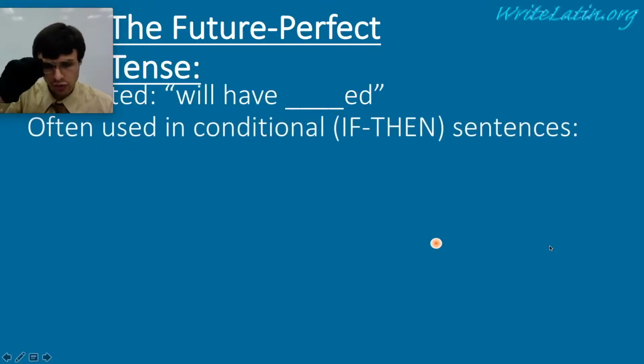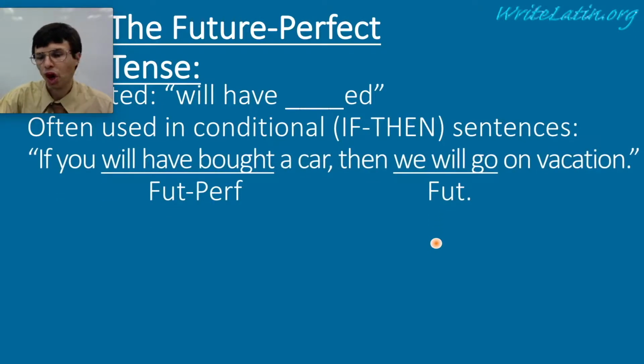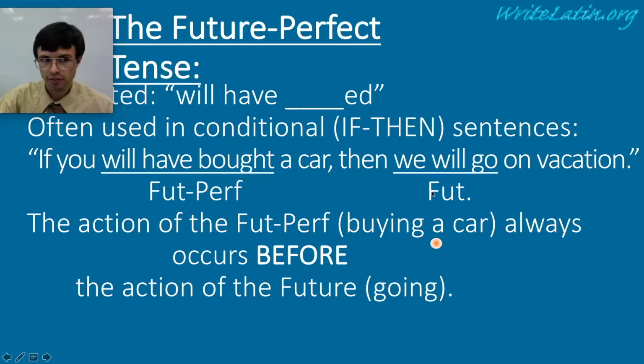It is often used in conditional if-then sentences. If you will have bought a car, then we will go on vacation. The if part is the future perfect, and the then part is the future. The action of the future perfect, buying a car, always occurs before the action of the future. So you can't rebuild and switch the rooms on the house of Latin. That isn't going to work at all.